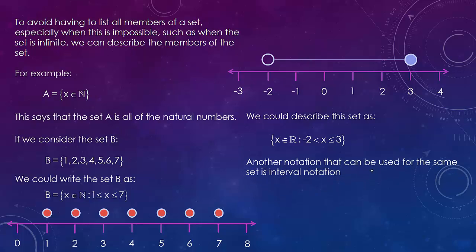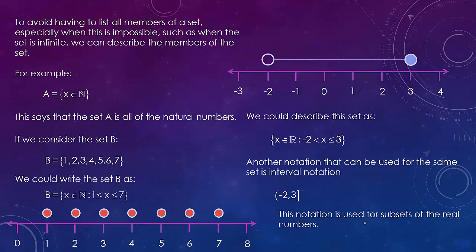Another notation that can be used for the same set is interval notation. We could write this set as (-2, 3]. And note how we have a round bracket on this end. The round bracket means not included, so it's the same as having the less than here. But the square bracket means is included. So you would say for this that this is the real numbers from -2 to 3, not including -2, but including 3.